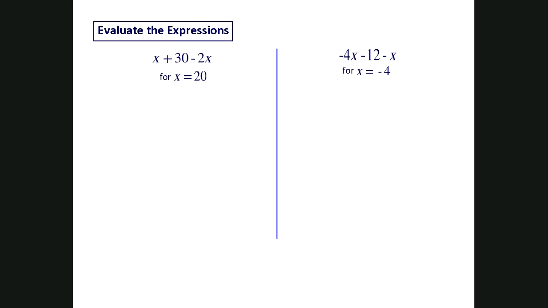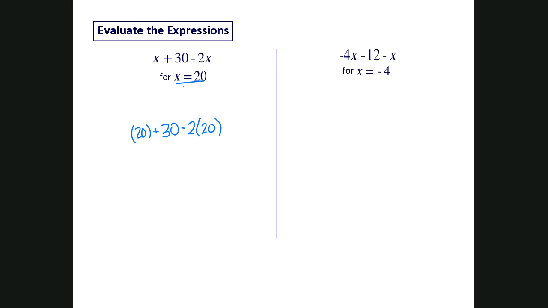We have the expression x plus 30 minus 2x. Now this is called an expression, remember, because it doesn't have an equal sign. This is like the question you'll see on the test. So with this expression, we're asked to evaluate it for x equals 20. All that means is that we are plugging in 20 every time we see an x. The one thing that I want to remind you guys is when you're plugging in a value for x, do it in parentheses so you can keep track of all the signs. So we have x plus 30, so 20 plus 30 minus 2 times 20.